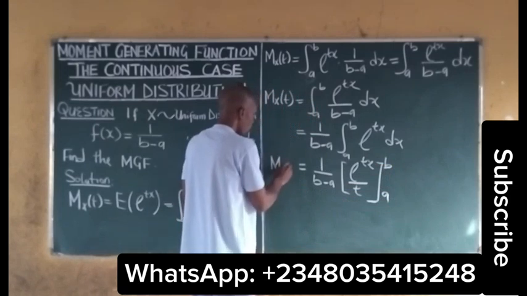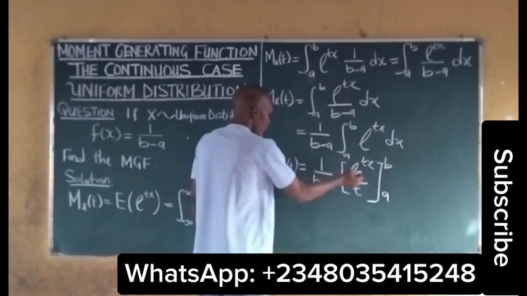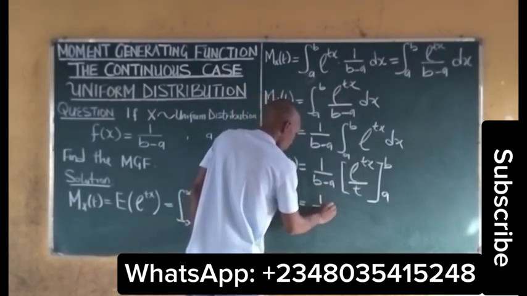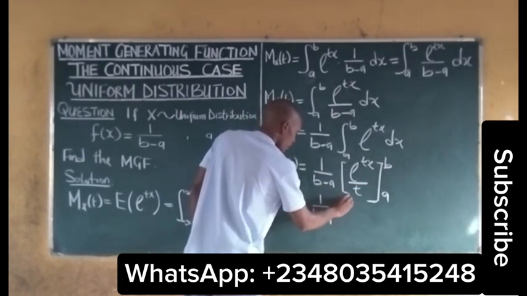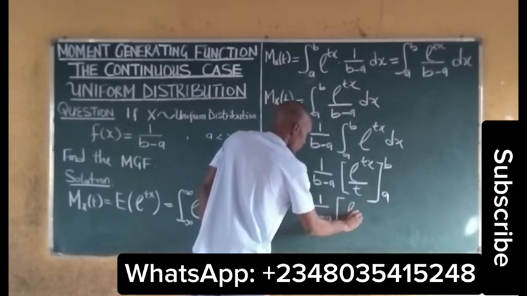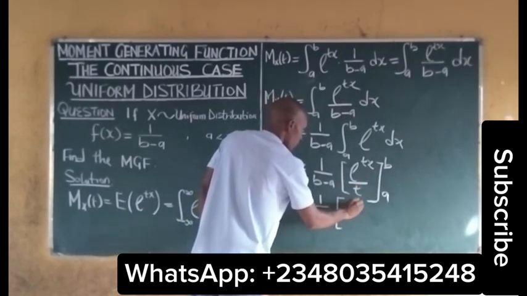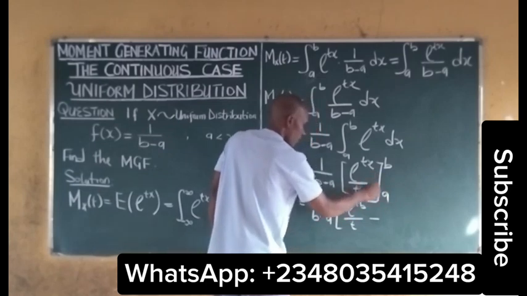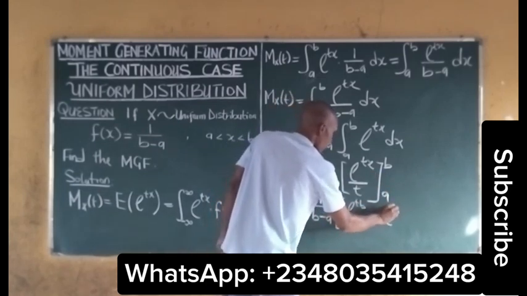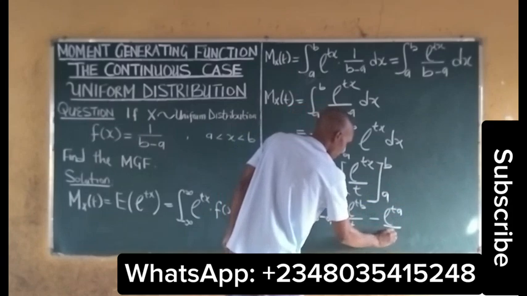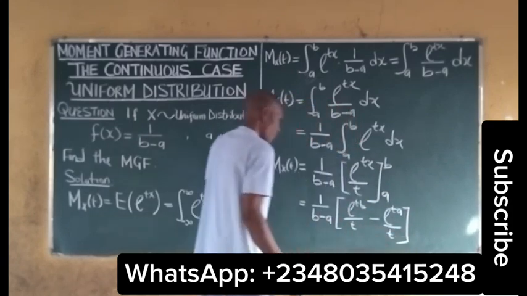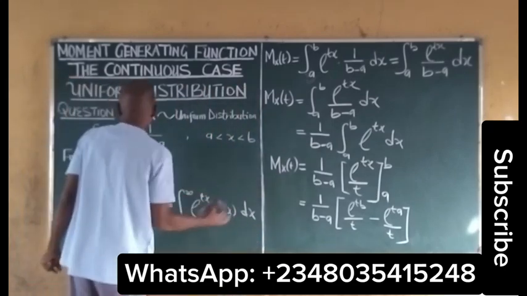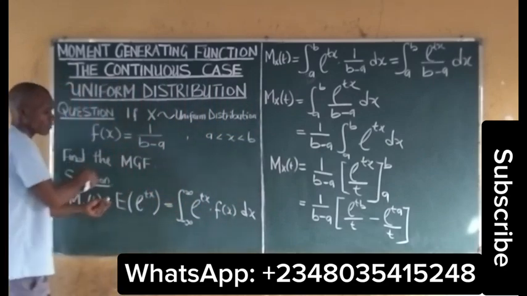The next thing to do is for me to substitute. From integration, we have that 1 all over b minus a will be equal to e, anywhere we see x, we'll put b all over t, minus, anywhere we see x again, we'll put a all over t. If we watch out, we'll see that the denominators are the same.